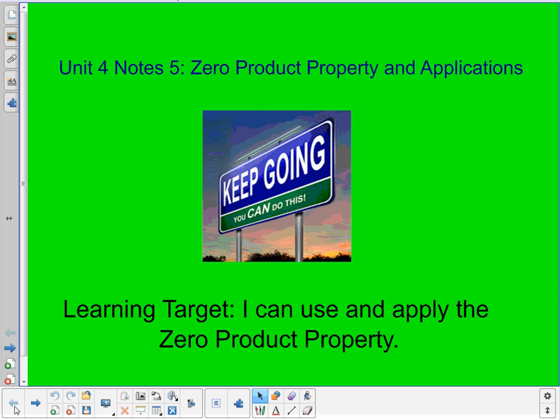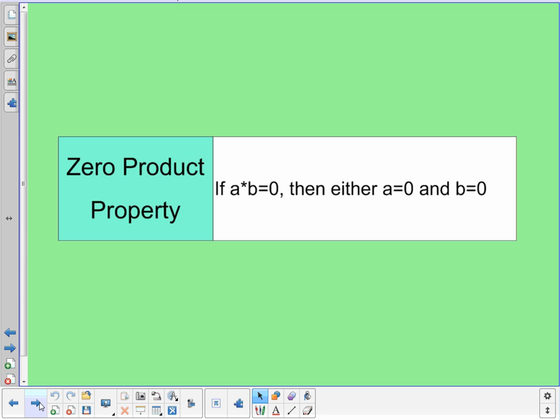Today we're talking about the zero product property and how we apply it. The zero product property is something that we use with factoring, but what it says is that if we have a product that is equal to zero, meaning two things that are multiplied to equal zero, then either A is zero or B is zero. Both can be zero. So if A times B is equal to 0, then either A is 0 or B is 0.